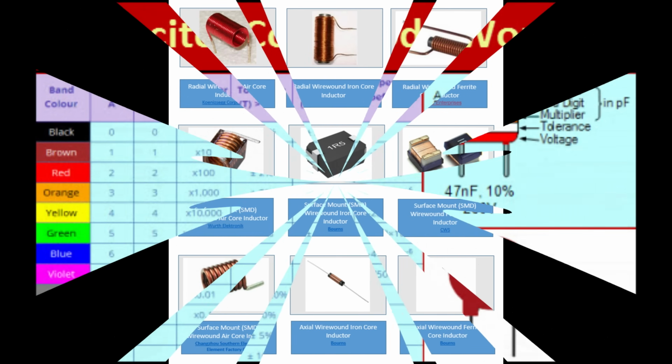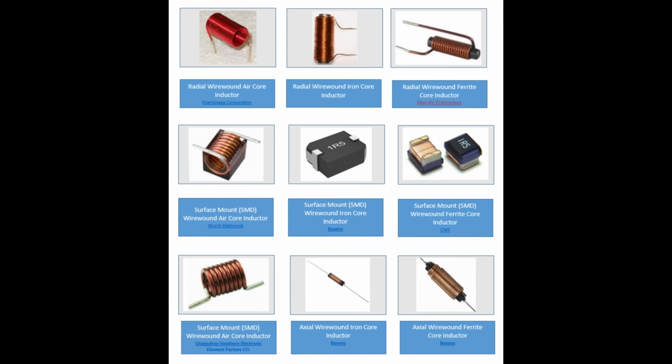The next component we'll be covering is the inductor. There's several different types: air core inductors, iron core inductors, ferrite core inductors. The reason the core changes is because it has different permeability functions, and as we go along, we're going to find out more about this. But you have surface mount, as well as regular and twin axial.